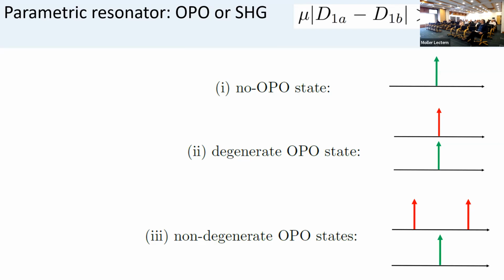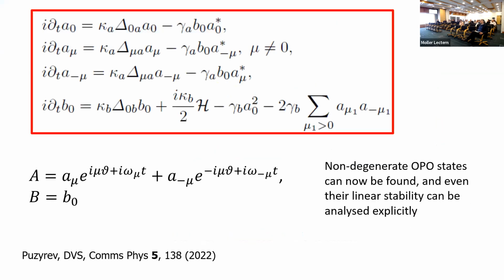And then what is interesting practically is this non-degenerate OPO state, right? When you pump here with the green light, you have photon pairs generated at plus minus mu, and somehow you can control the separation here. So you can control the signal and idler frequencies in your devices.